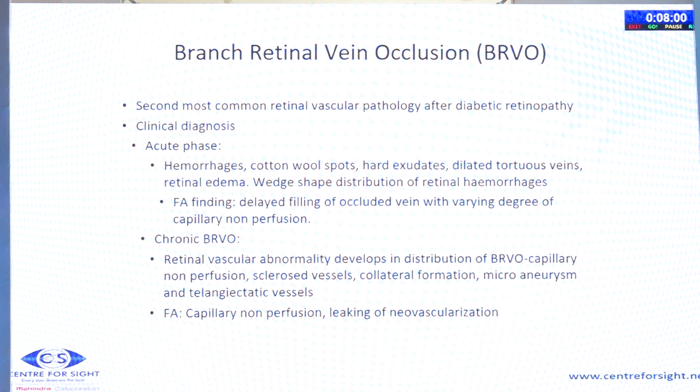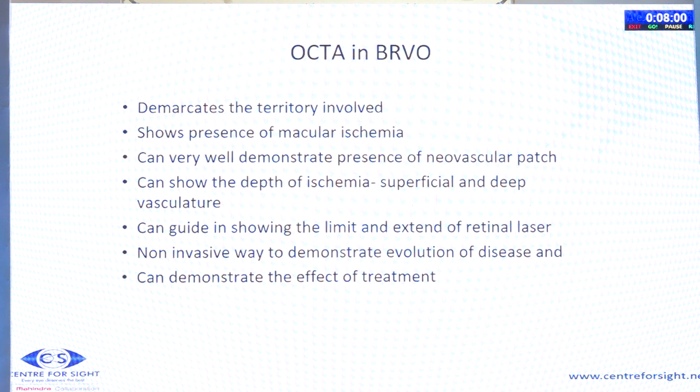So we all know the features of BRVO, and whoever is practicing retina knows that BRVO and CRVO are cases where a patient will require very long-term follow-up, and the patient will keep coming back to you. He or she might require multiple anti-VEGF and PRP sittings, so we are not going into the clinical details. What OCTA does in BRVO is help you demarcate the vascular boundaries and show the presence of macular ischemia also.